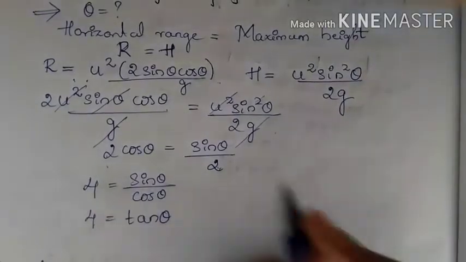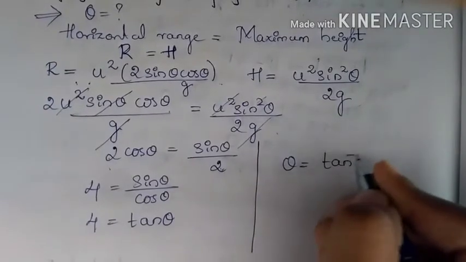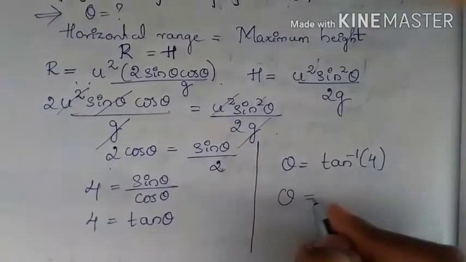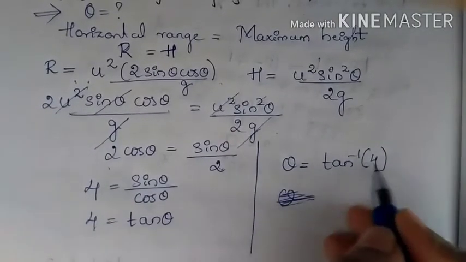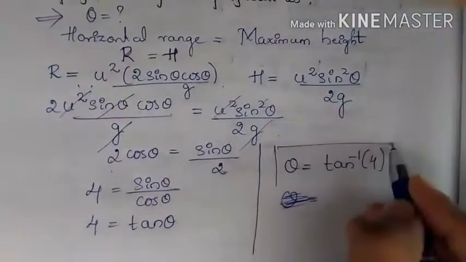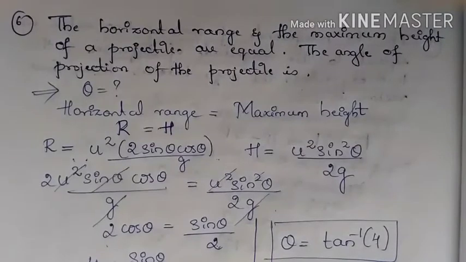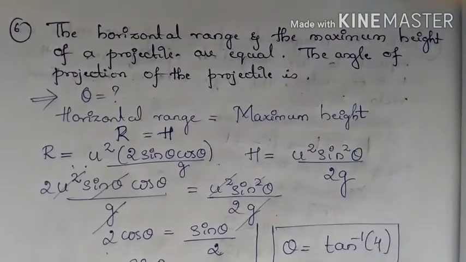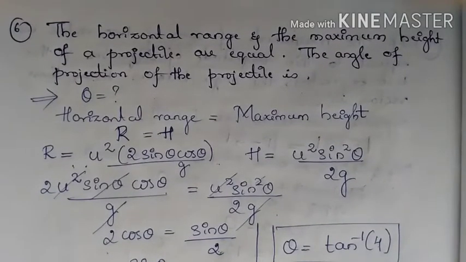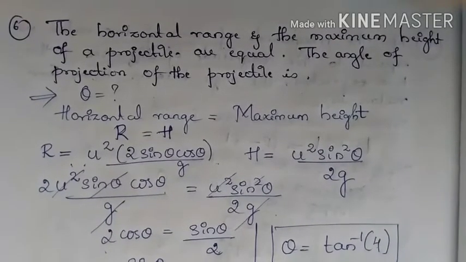That means theta is equal to tan inverse 4. Theta is equal to how much will you get? So tan inverse 4 you have to find. If you know the value, then you can write it. If you don't know, then you can write it like this: theta is equal to tan inverse 4. So this is the solution for question 6. The horizontal range and the maximum height of a projectile are equal. He is asking, what is the angle of projection? So this is the solution.